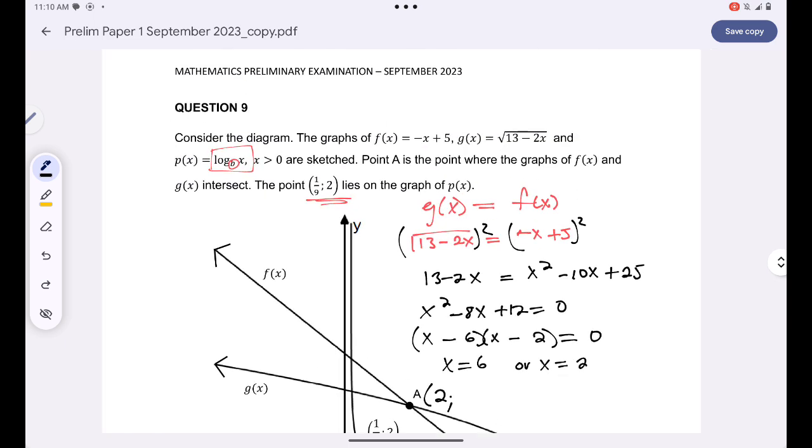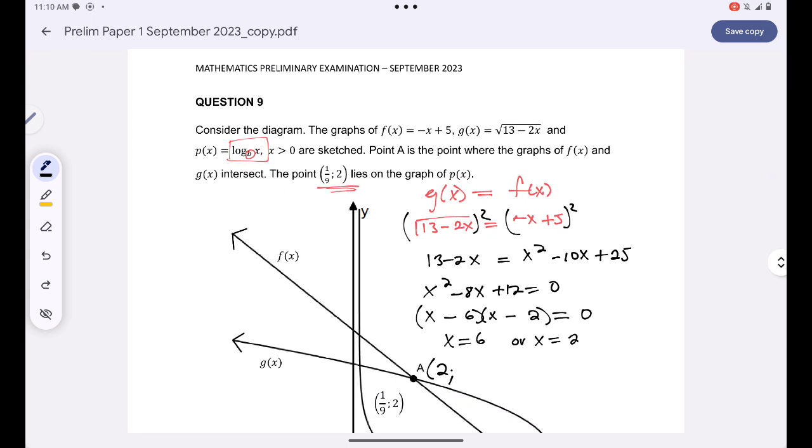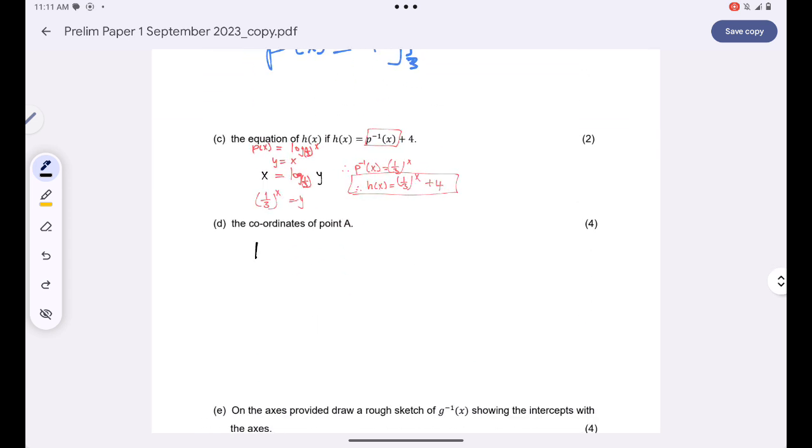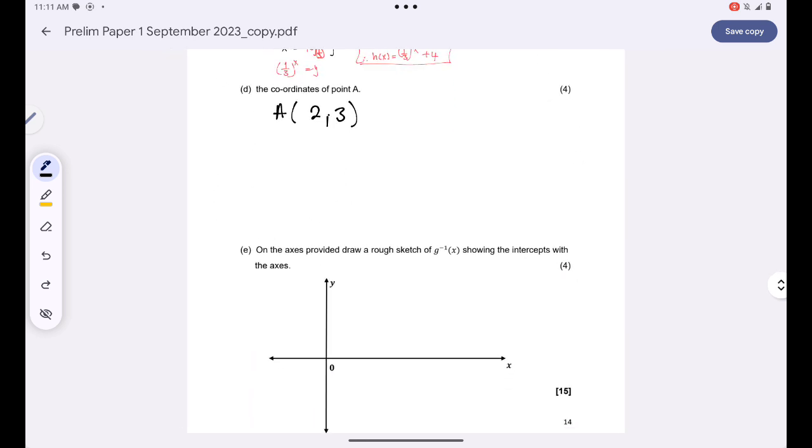Then let's just go and find the corresponding y value. If x is equal to 2, let's just use f of x. If x is equal to 2, what is the corresponding y value? The corresponding y value is just equal to 3. So the coordinates of point A, I have 2 and 3. And then now, guys, I'm told that on the axis provided, redraw a rough sketch showing all the intercepts with the axis of the inverse of f of x.